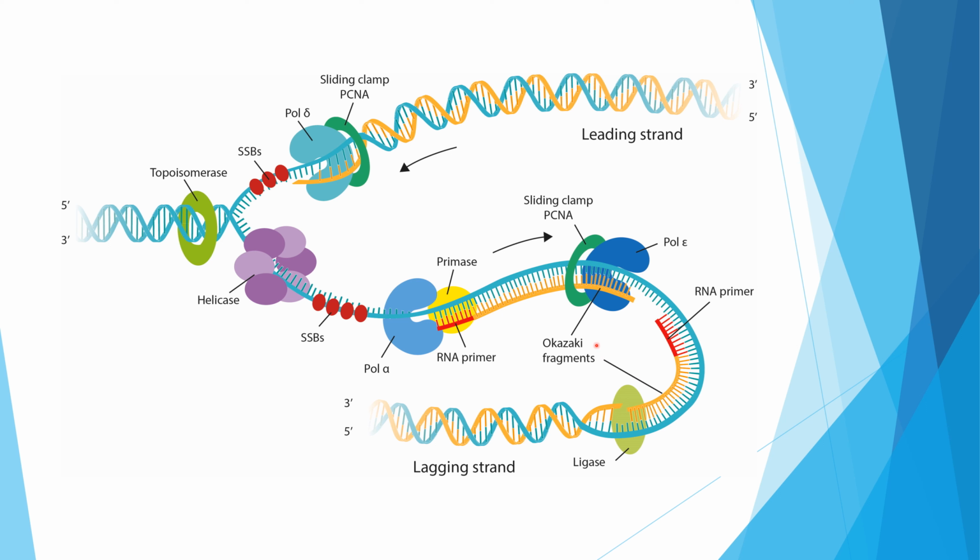And Okazaki fragments are formed on the lagging strand, which are joined together by DNA ligase. In this way, the replication occurs on the lagging strand and on the leading strand.